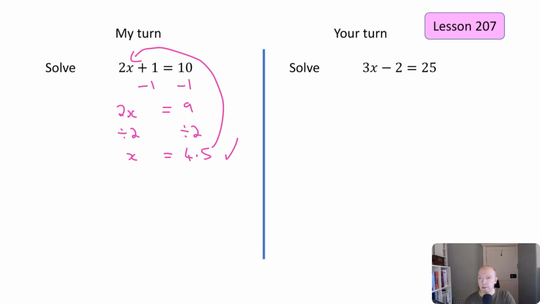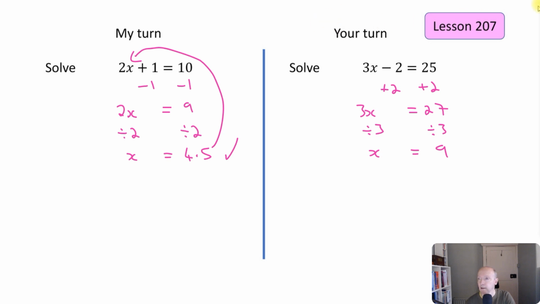Okay, so what I'm going to do first of all is get rid of the -2 by doing the opposite of -2, which is to add 2. Remember, you're always doing opposite to get rid of things. So I'm going to add 2 to this side here. 25 plus 2 is 27. -2 plus 2 is 0, so I'm left with just 3x here. And then I've got a times 3 I don't want. Opposite of times 3 is divide by 3, so I'll divide this side by 3. So 3 divided by 3 is 1x, or just x, and 27 divided by 3 is 9.